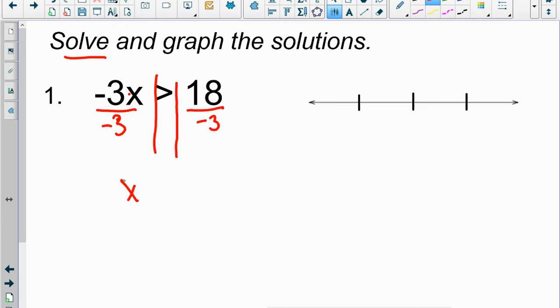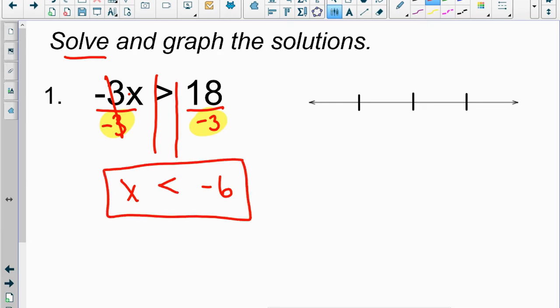That's going to leave me with an x on the left, and negative 6 on the right. However, here we have that rule where we divided both sides by a negative number. So I have to take this inequality symbol, which was greater than, and reverse it to be less than. Okay, so again, I've reversed the inequality symbol because I divided both sides by a negative number, a negative 3. And what that does is it changes which side is bigger. So now it's x is less than negative 6.